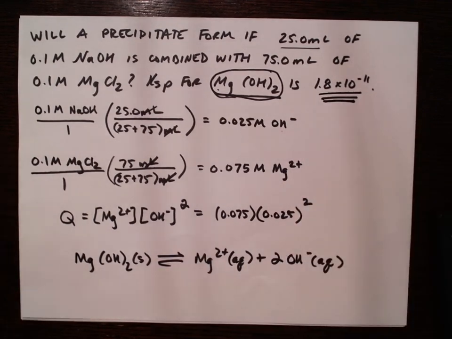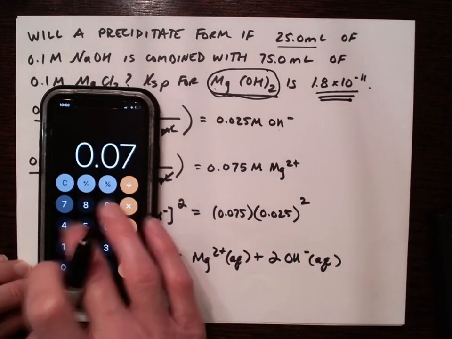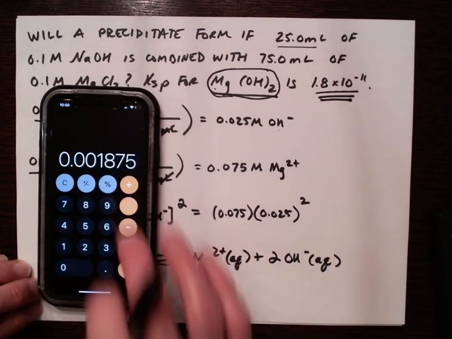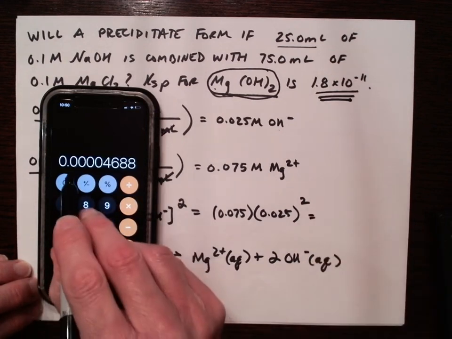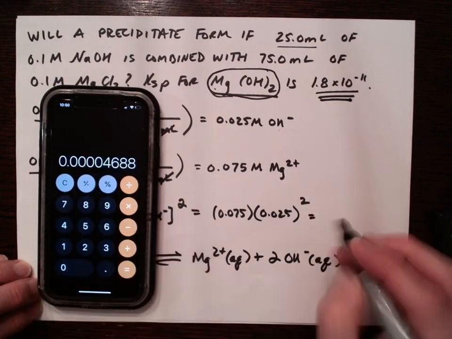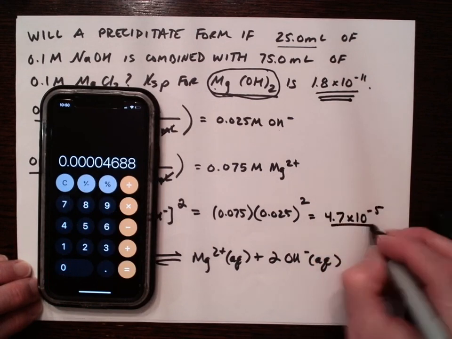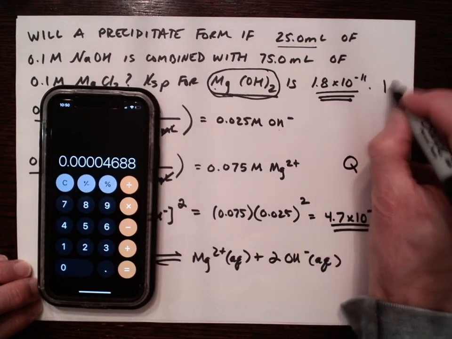Let's see. Okay, 0.075 times 0.025 times 0.025. I'm getting 4.7 times 10 to the negative 5. That's my value for Q. Here's my value for K.